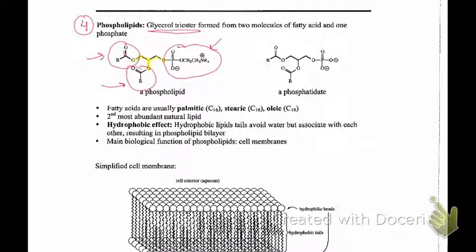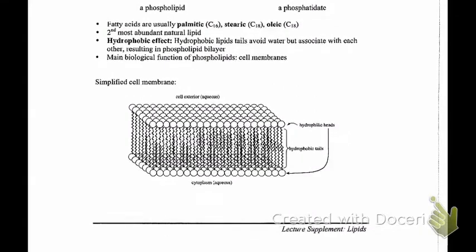All right? The fatty acids typically contain C16, C18 carbons. These are the second most abundant lipid. What we see with these compounds is that the long tails derived from the fatty acids are hydrophobic. These hydrophobic tails really want to avoid water, but they will associate with each other, resulting in what we have as phospholipid bilayers. And the main biological function of phospholipids is they are used as cell membranes. So let's investigate what a cell membrane looks like in a little more detail.